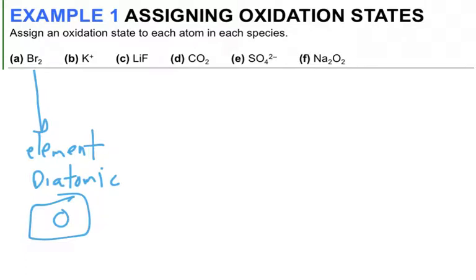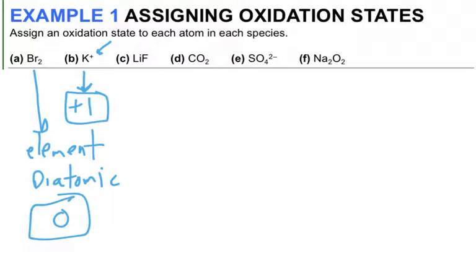Letter B is something we did address, because in letter B, we said that the oxidation number would be equal to the charge. This is an example of a monoatomic ion. So since you see a +1 there, the oxidation number for this potassium ion is +1.